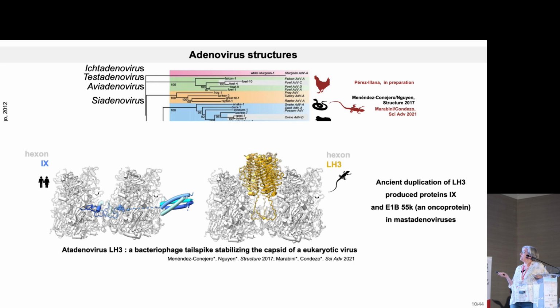And this is the E1B55K protein. This is a non-structural protein in human adenoviruses that is actually an oncoprotein. It deregulates the cell cycle during infection.